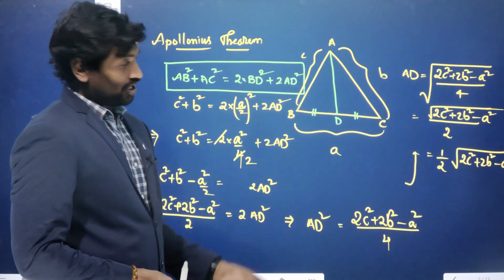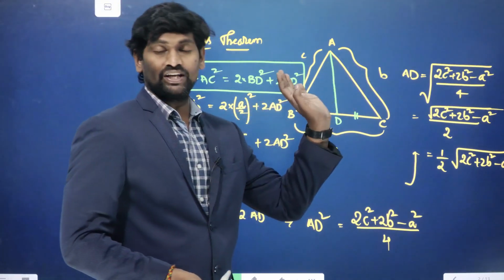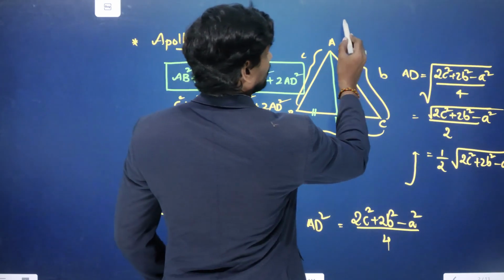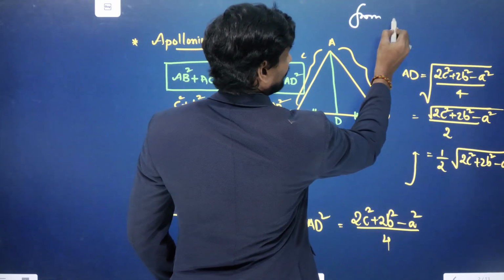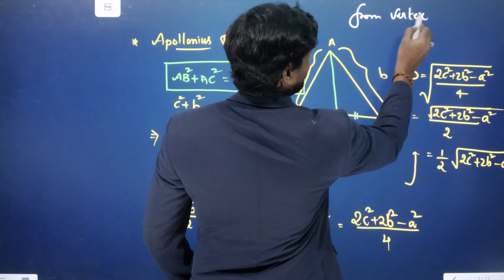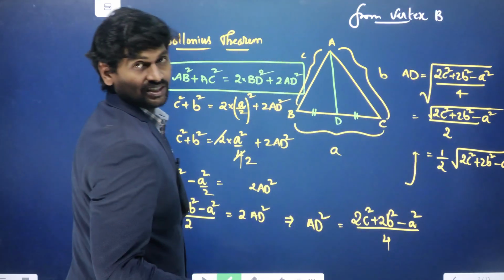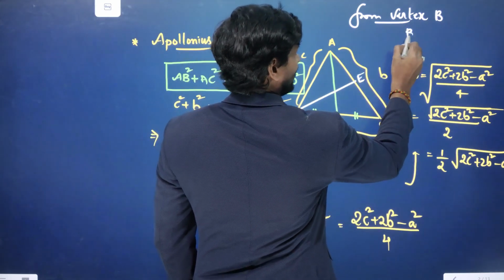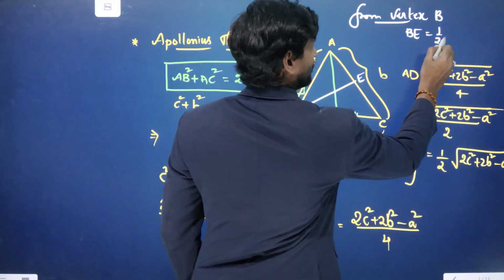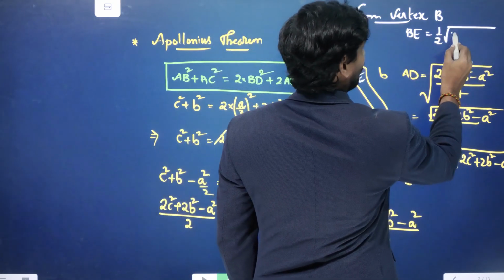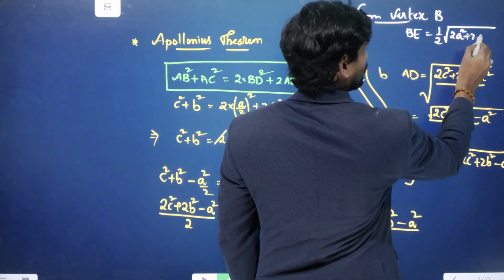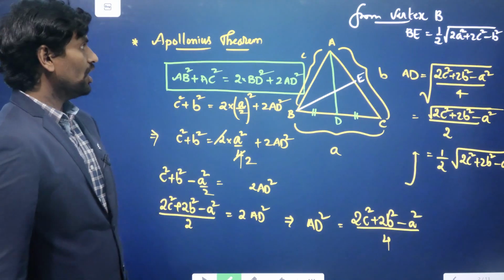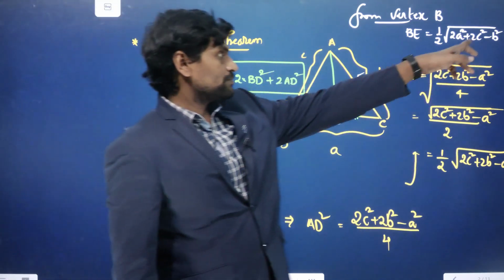If you have drawn the median from vertex B, how can you write it? From vertex B, by using the same concept, let us take the median as BE. Median BE is equal to 1/2 √(2a² + 2c² − b²). Opposite to vertex B, so minus b² will come.